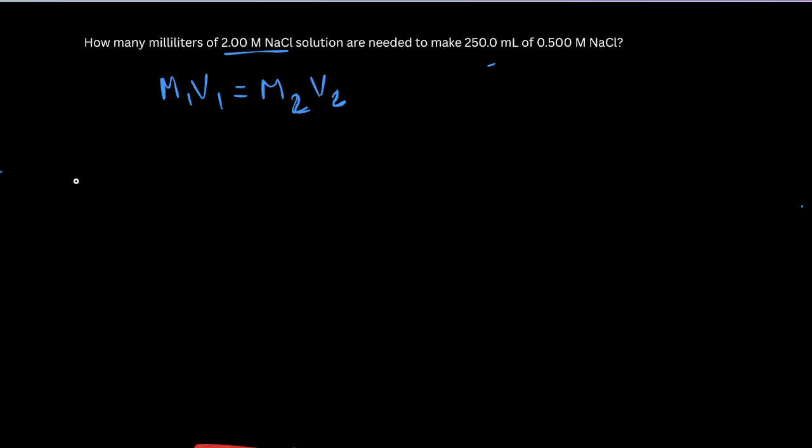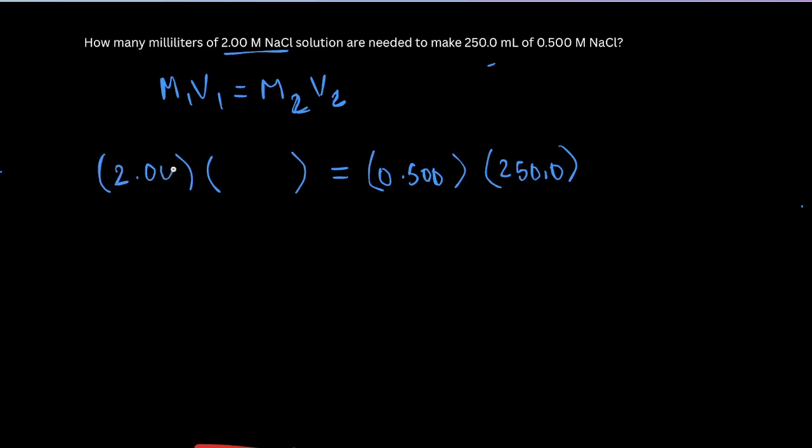So if we put out parentheses, making space for each of these variables in the problem, we know our M2, the molarity we're trying to get to, is 0.5. And we're trying to get to 250 milliliters of that. We know that we're starting off with a 2 molar NaCl solution, so that's our M1. And we don't know the initial volume, so we're trying to solve for V1.